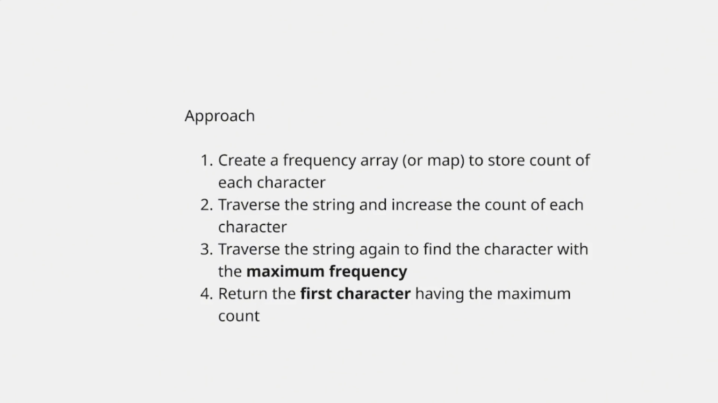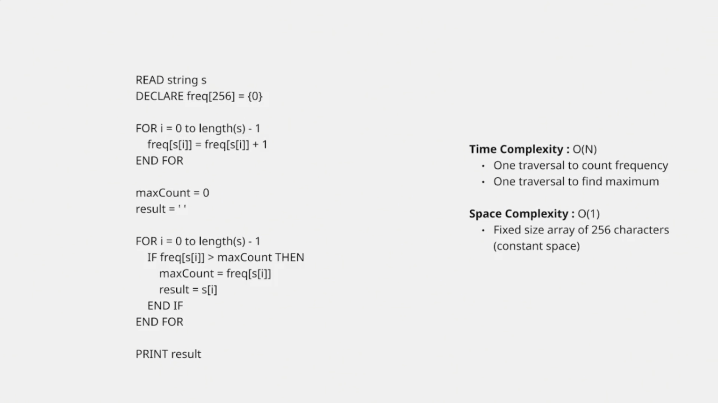Let's see the pseudocode and the time complexity. In the pseudocode, we take a string as an input and declare a frequency array of size 256. I have already told about the 256 in the previous video. 256 is nothing but the ASCII characters. We have a total of 256 characters.